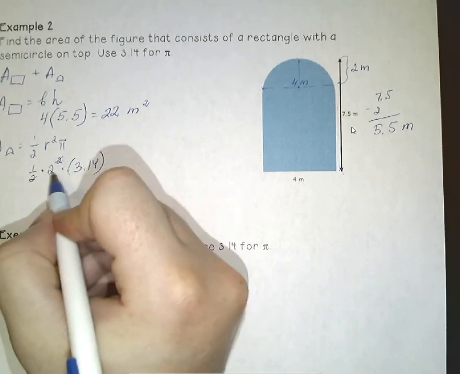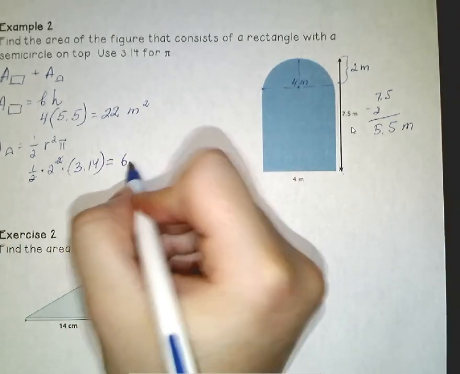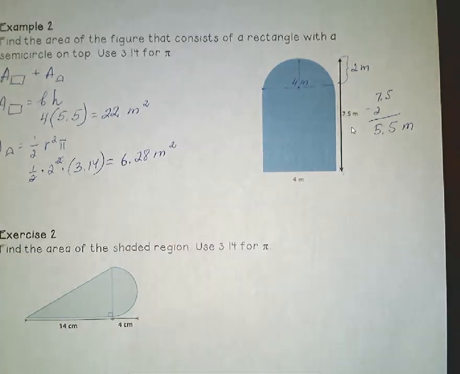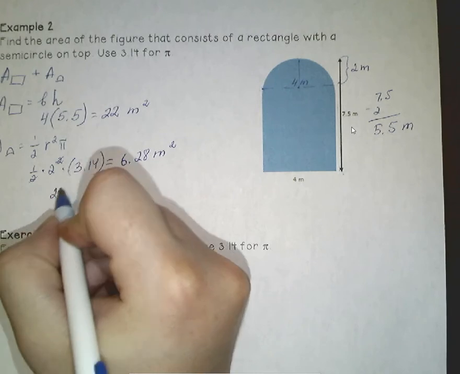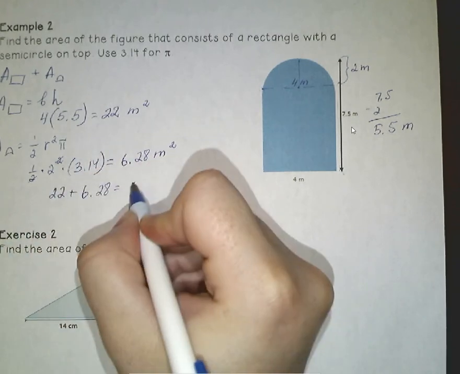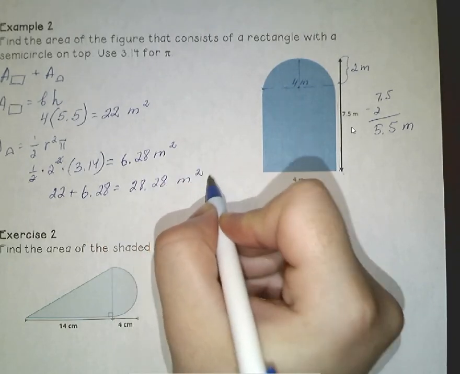So all we need to do is to multiply 2 by 3.14, which is 6.28 meters squared. And all we need to do now is to combine 22 and 6.28, which is 28.28 meters squared.